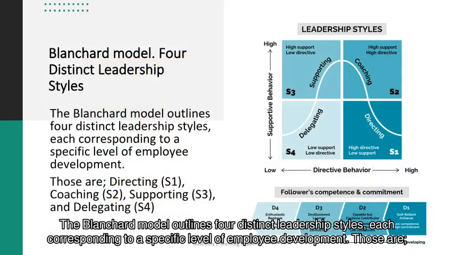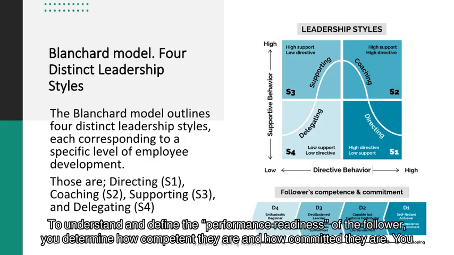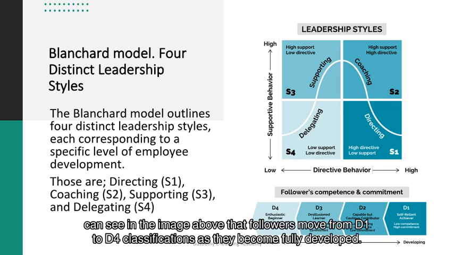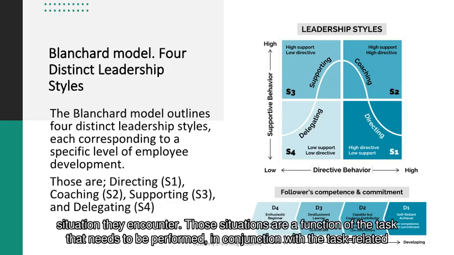The Blanchard model outlines 4 distinct leadership styles, each corresponding to a specific level of employee development. Those are Directing, S1, Coaching, S2, Supporting, S3, and Delegating, S4. To understand and define the performance readiness of the follower, you determine how competent they are and how committed they are. You can see in the image above that followers move from D1 to D4 classifications as they become fully developed. A situational leader employs one of 4 leadership styles that provide him or her with the highest probability of success in every situation they encounter.